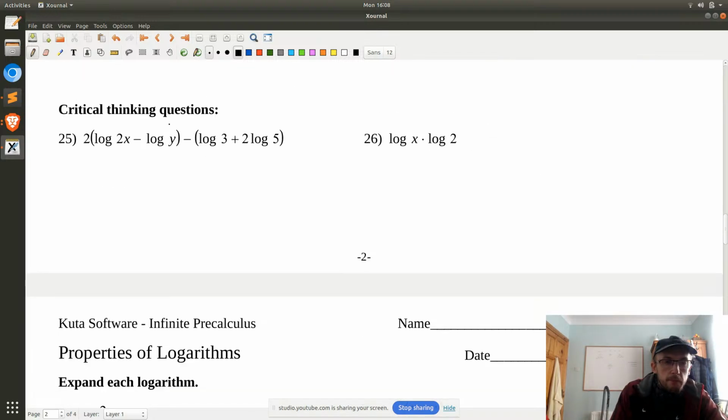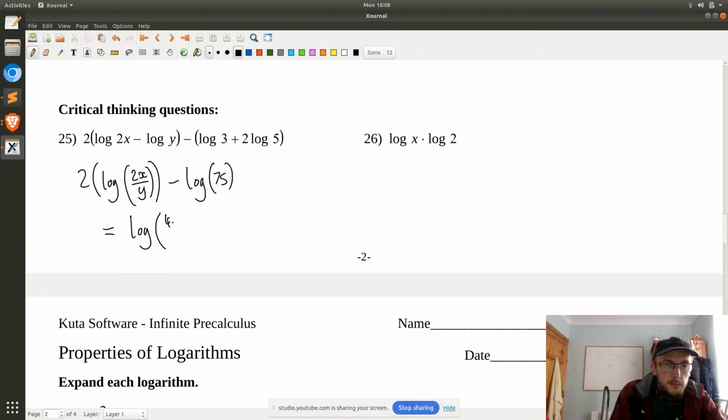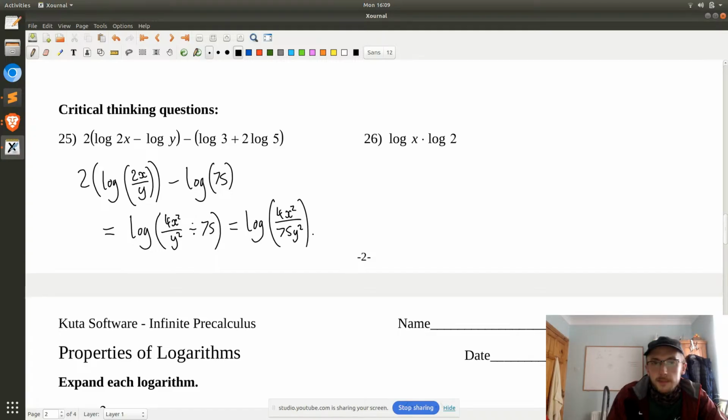And for this one, okay, so first combine the logarithms like that. What's that? 5 squared, and then add, and then, all right, so log of 75. Okay, so then this becomes log of 4x squared over y squared. And then all of that is divided by 75, which will be log of 4x squared over 75y squared.